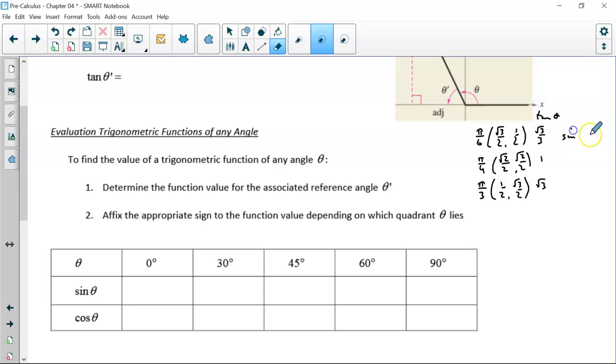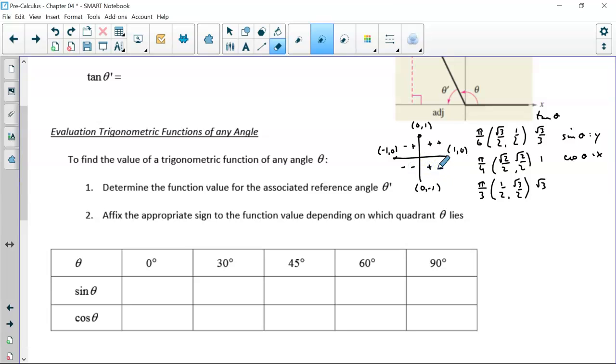Keep in mind, the sine of theta is your y, and the cosine of theta is your x. Also, the unit circle: 0, 1, 1, 0, negative 1, 0, 0, negative 1. Quadrant 1, they're positives. Quadrant 2, negative, positive. Quadrant 3, negative, negative. And quadrant 4, positive, negative.